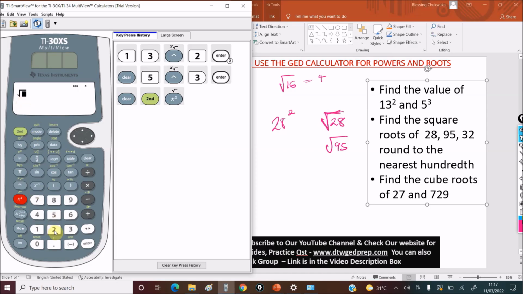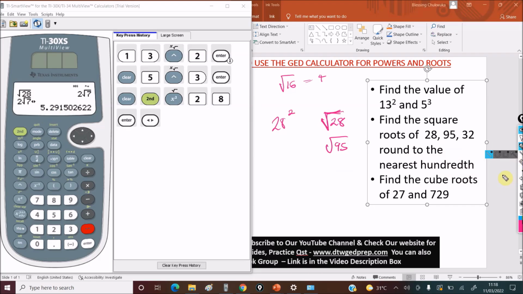Then you punch in your number, 28. Then you press enter. Now, when you press enter, you can see it's giving us our answer in irrational number form. So for you to get your decimal number form, you come to this button and you toggle it, and it gives you the number in the decimal system form. So our answer for the square root of 28 is 5.2915. Remember, the question says round to the nearest 100.